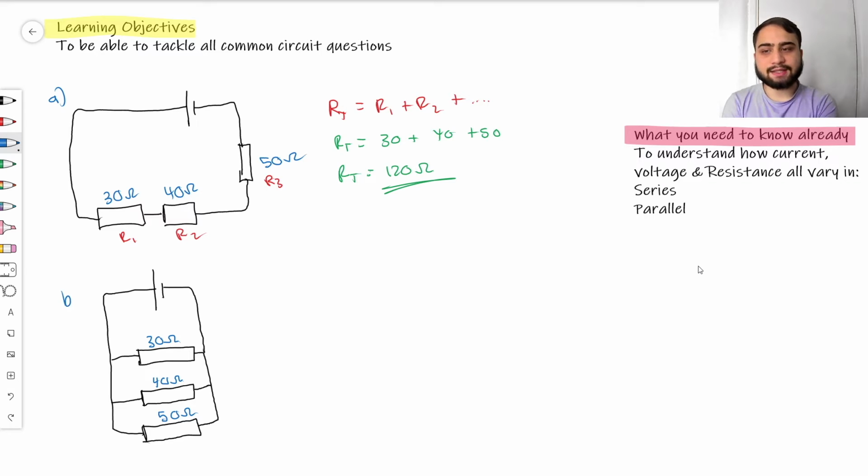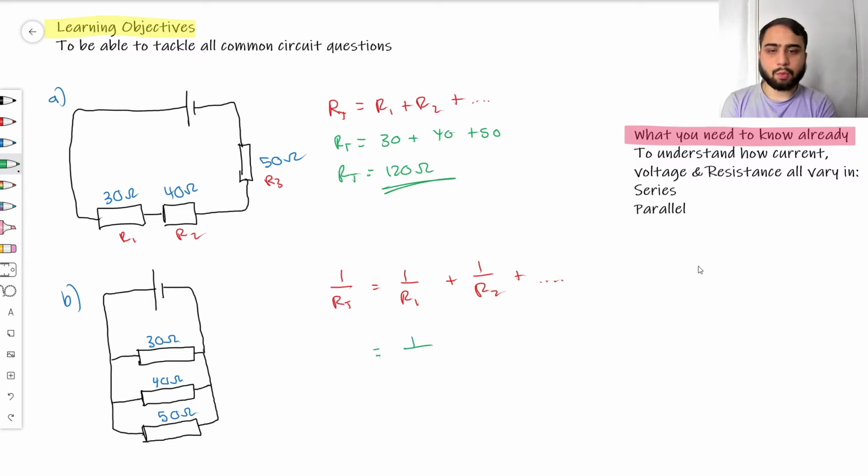Now let's have a look at circuit B. Parallel resistors often throw students off because the equation is a little bit weird. So here we have 1 over RT is equal to 1 over R1 plus 1 over R2 plus etc. A lot of students are fine with this part, but they get confused right over here. So what do we do? Well, let's input all of these numbers first.